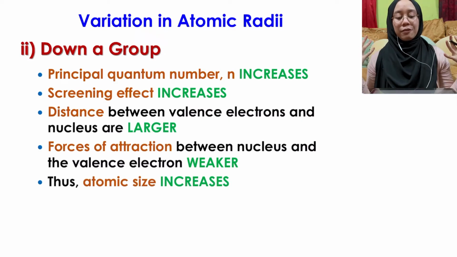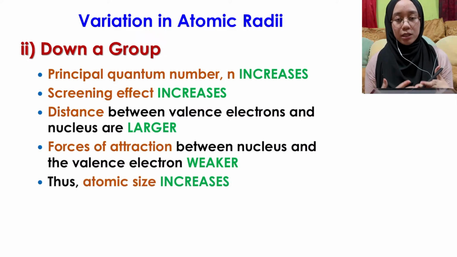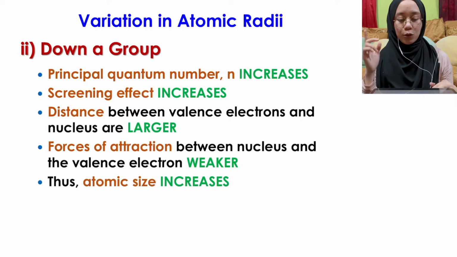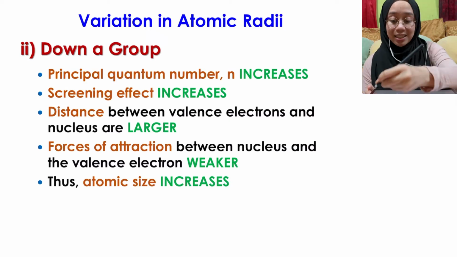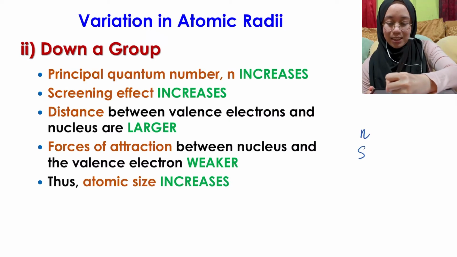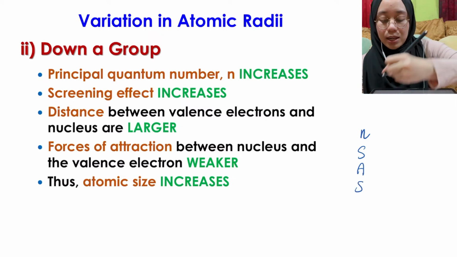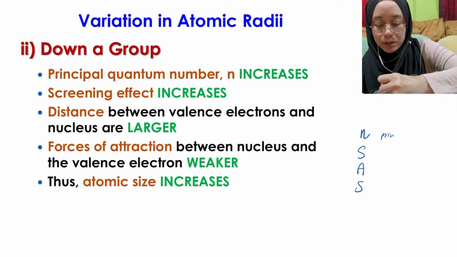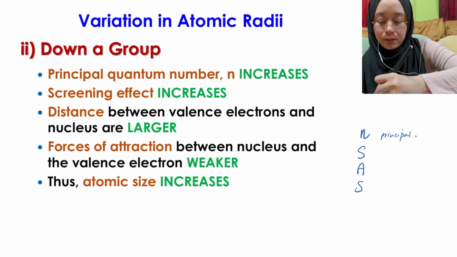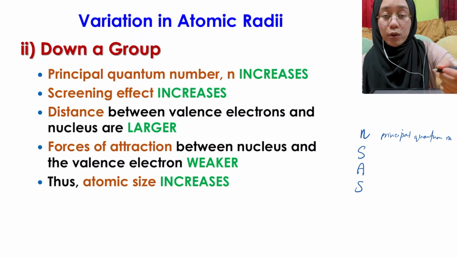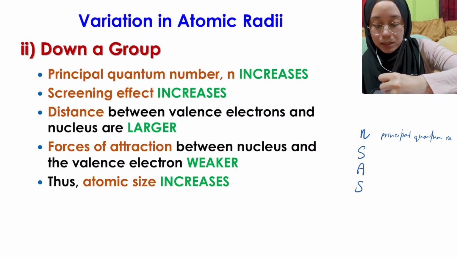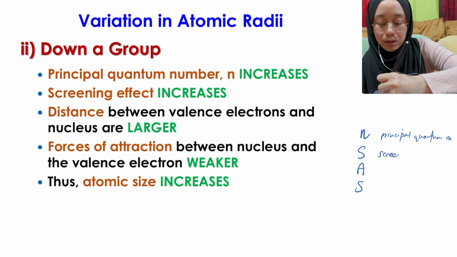Okay, so if for the period tadi we have P-SAS kan. So untuk yang down the group pula we have N-SAS. Okay, N-SAS. So N tu Miss guna N kecil lah. So N dekat sini adalah the principal quantum number ataupun the period actually. Okay, meanwhile S pula next one is the screening effect ataupun the shielding effect.